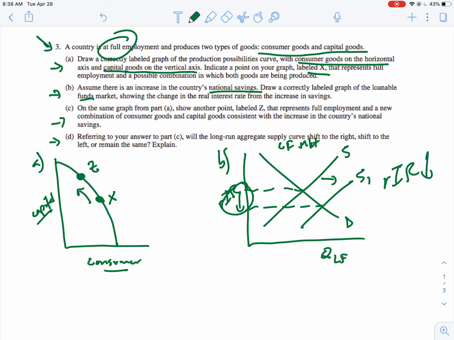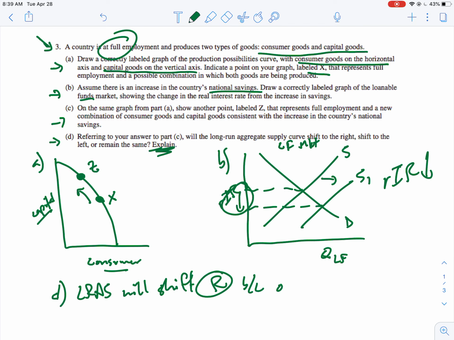And referring to your answer in part C, will the long run aggregate supply curve shift to the left, right, or remain the same? So for part D, when we are saving more and the real interest rate falls, LRAS will shift right, because notice it's explained, right? So we need a what and a why, because of the increase in capital stock or the increase in investment or something along those lines.